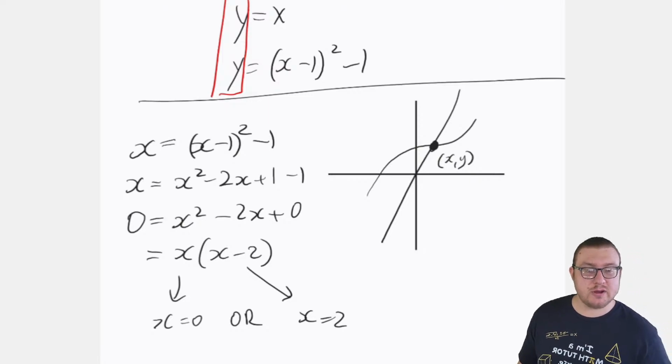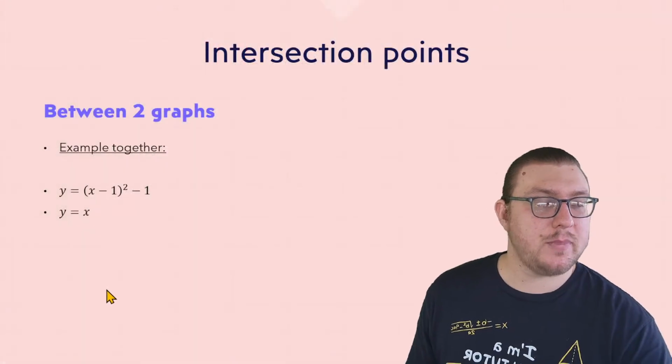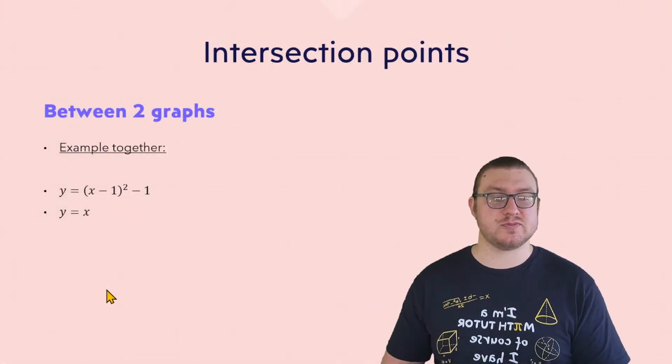Just remember, when you're finding points of intersection, when you do this method, you will be able to find your x coordinates, but you might still have to substitute this back into y.